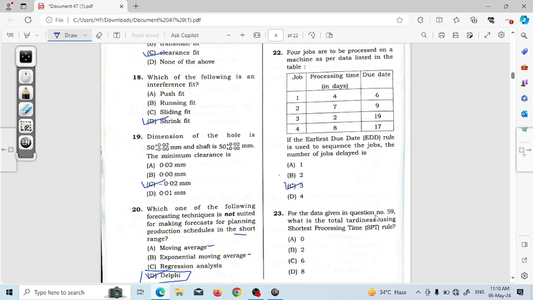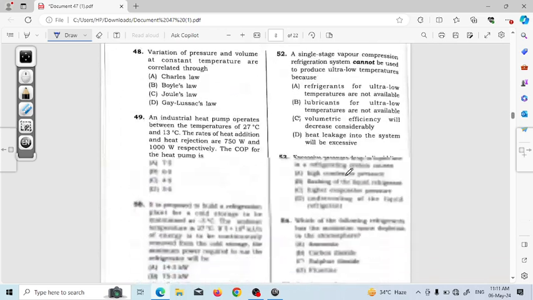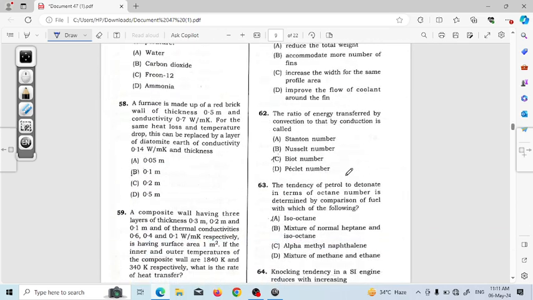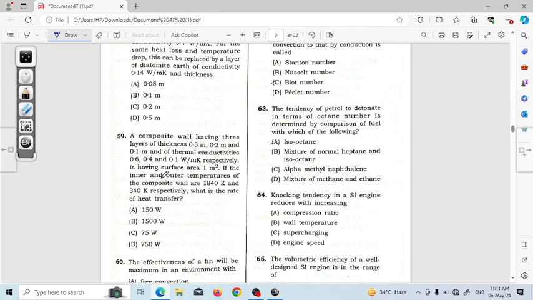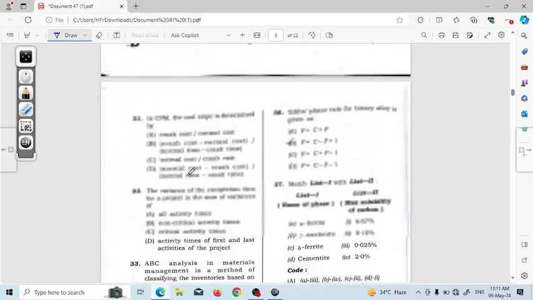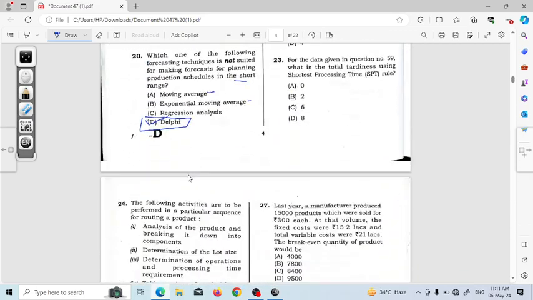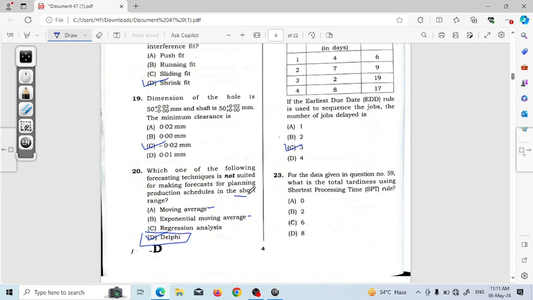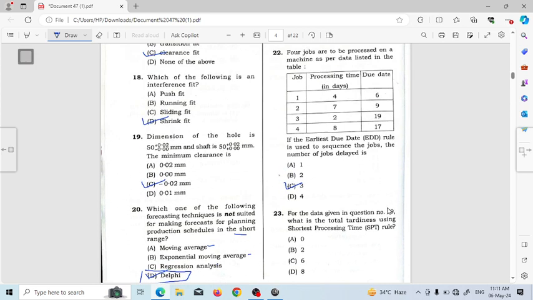Next, for the data given in the question number 59. Question number 59, what is this? This is the question in e-transport. I think this is a misprint. And what is the total tardiness using the shortest processing time rule? So question number 59 will not be this. This is question number 22. I think set A will have the correct question. So the interchange will reflect the defective question.